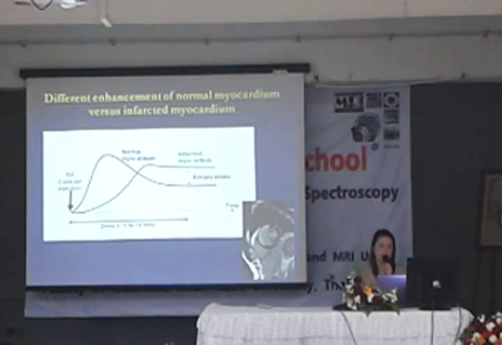This graph shows the difference in enhancement of normal myocardium and infarcted myocardium. After injection of contrast medium, the normal myocardium enhances rapidly and washes out rapidly, and the infarcted myocardium will enhance gradually and persist in enhancement after 5 to 10 minutes. So we have to wait about 5 to 10 minutes to image the patient. And this is an example case. The normal myocardium shows a dark or black color, and the infarcted myocardium shows a white color.